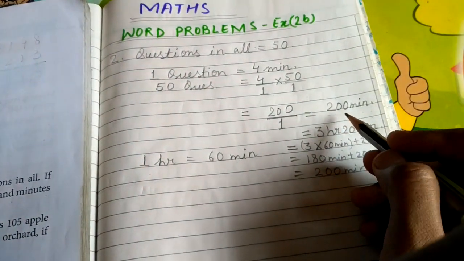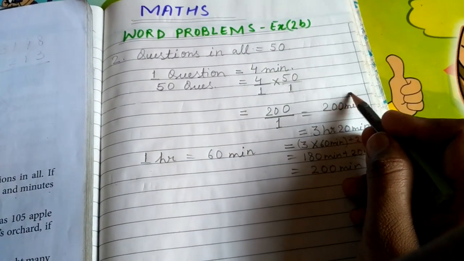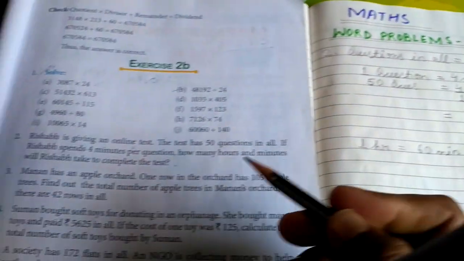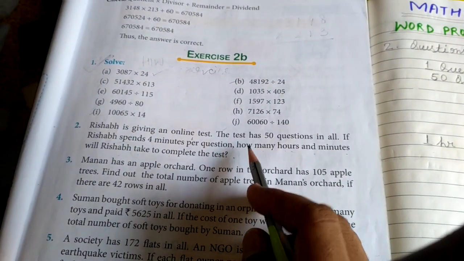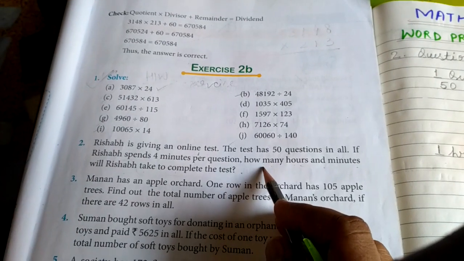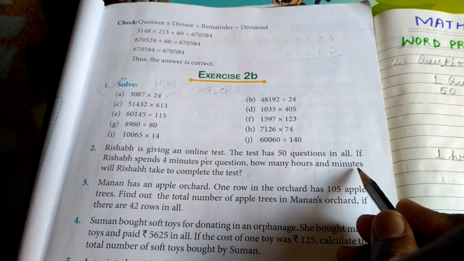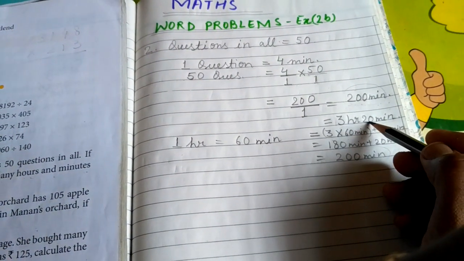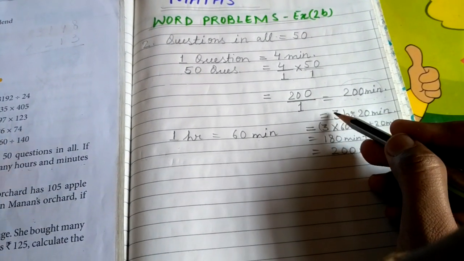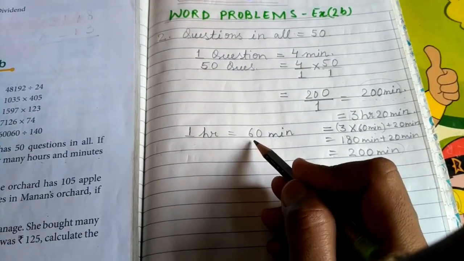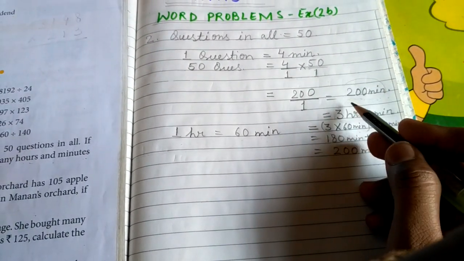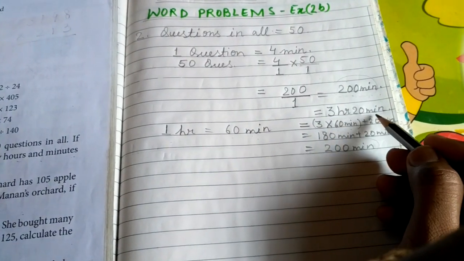So obviously and surely you have to convert this minute into hour form. Did you understand? If in the word problem it is asking how many hours and minutes will Rishabh take to complete the test, but we have taken out our answer in the minute form, so we will convert this minute into hour form. As we know, 1 hour is equal to 60 minutes. So this 200 minutes will be equal to 3 hours 20 minutes.